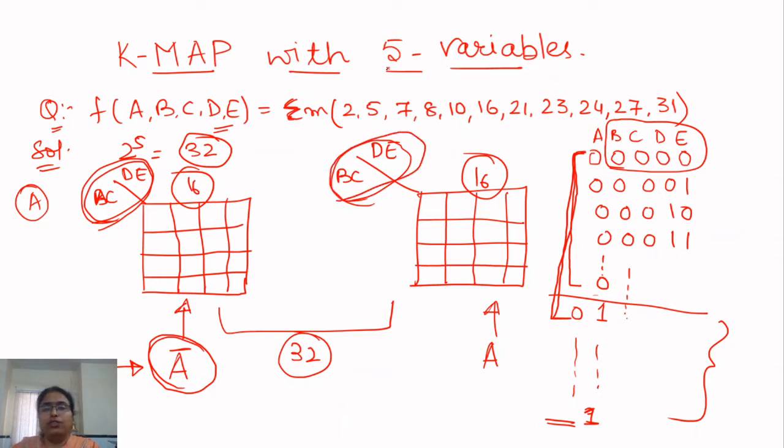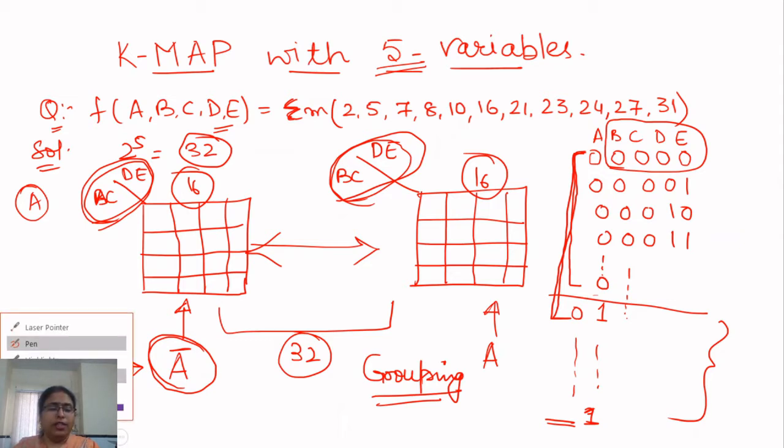This is how we solve the K-map or the Boolean expression with 5 variables. But the problem comes in the case of grouping of ones. So how to make the grouping with these two maps? There comes the disadvantage or the limitation when we solve a Boolean expression with more than 4 variables. Now let us try to solve this problem which is given to us.